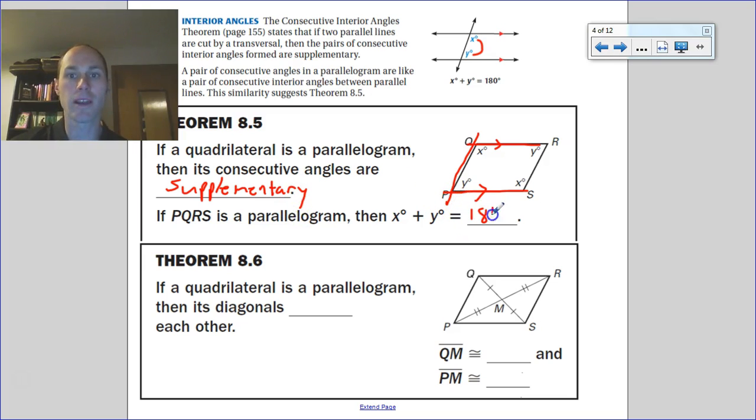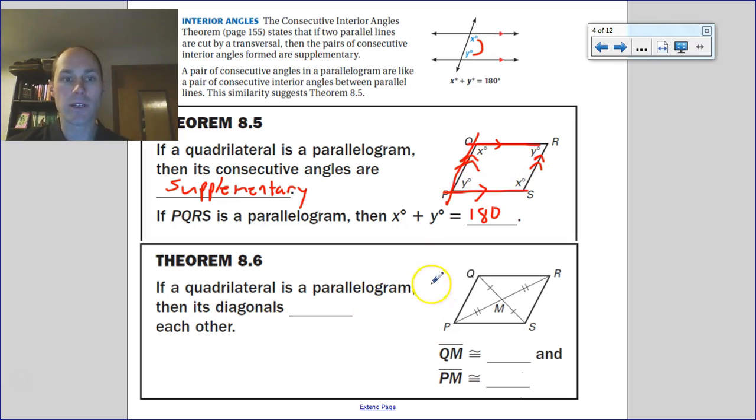And that's going to be true with any of the consecutive angles. Since all opposite sides are parallel to each other, I know that these two would be consecutive interior, these two would be consecutive interior, and so would these. And opposite angles are congruent, so we can call these x and y.